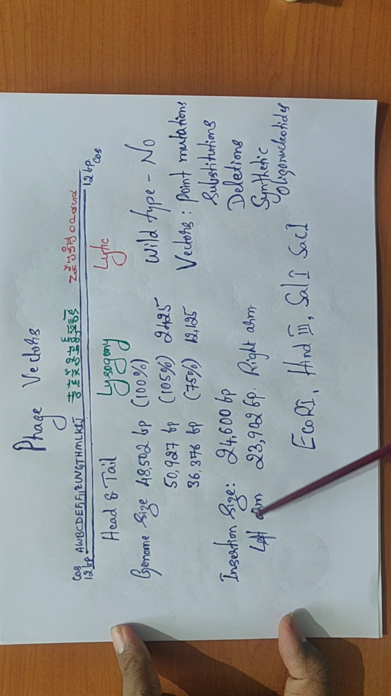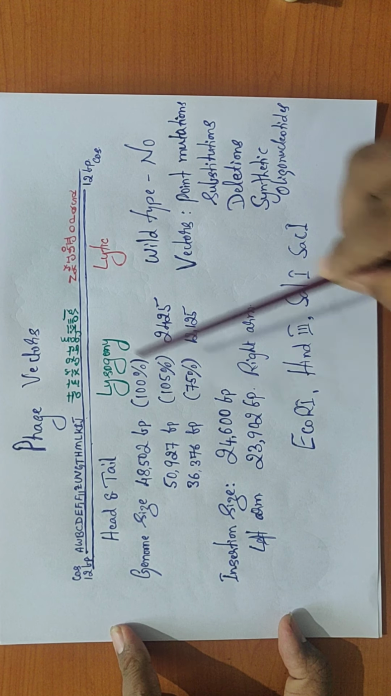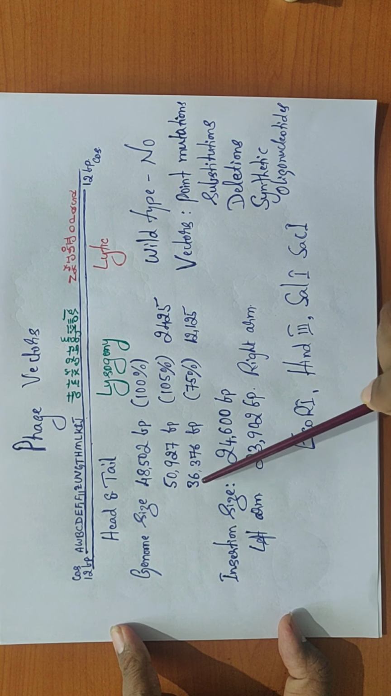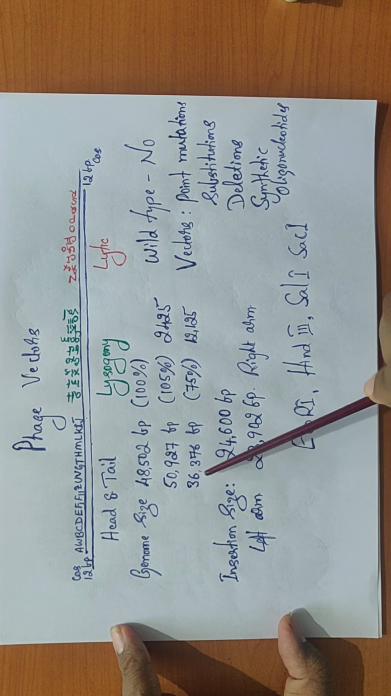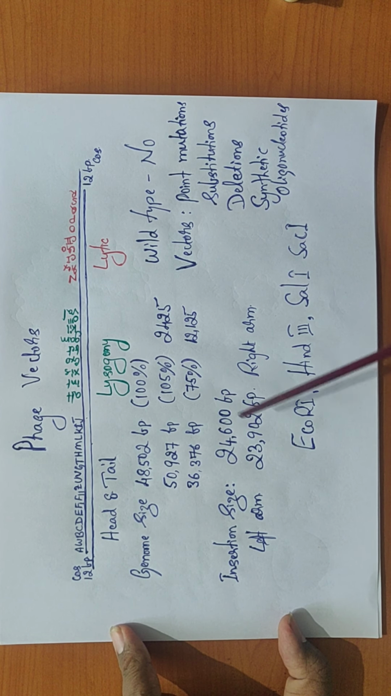Now, can these two arms join together as a vector? Can it get packaged? Definitely not, because the minimum size required is 36,376 base pair, or 36.3 kilobase. So this vector with the left arm and right arm cannot be packaged.